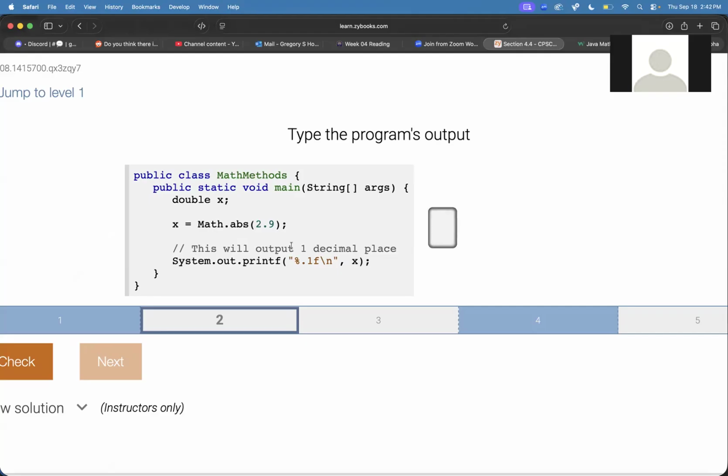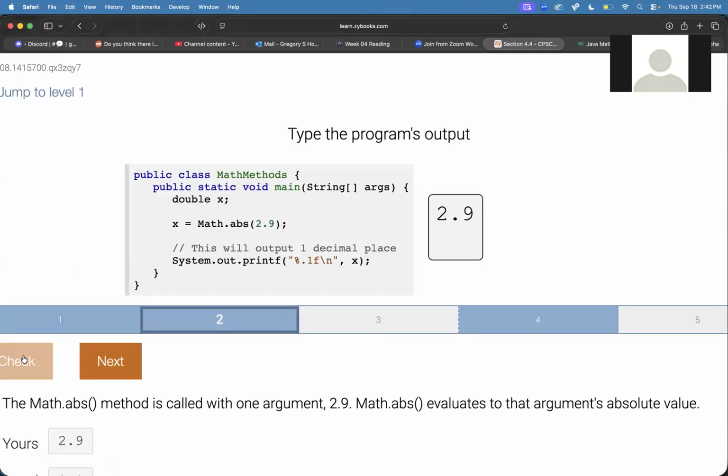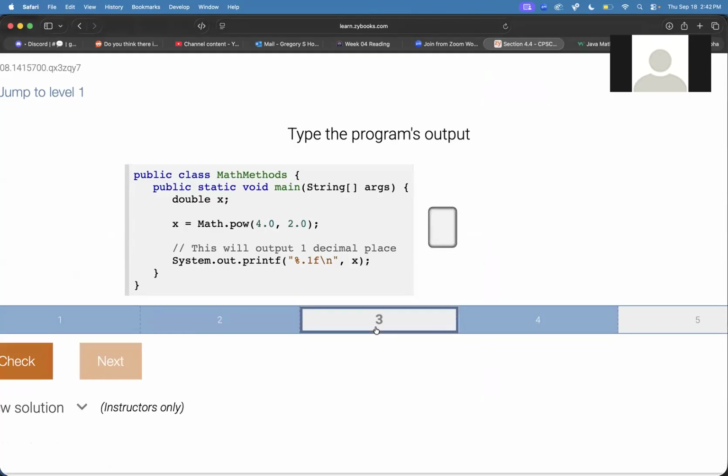Then it says this will output 1 decimal place. There's also a \n, which means a new line. So we're going to print 2.9. We're going to round to 1 decimal place, which it already is. And then there's a new line on the bottom. So we'll hit enter. And that's it. Okay, so these are really straightforward, I think. Let's check the next one.